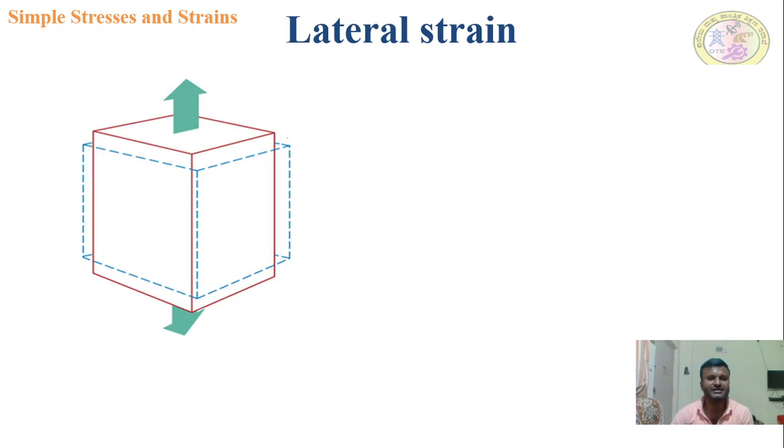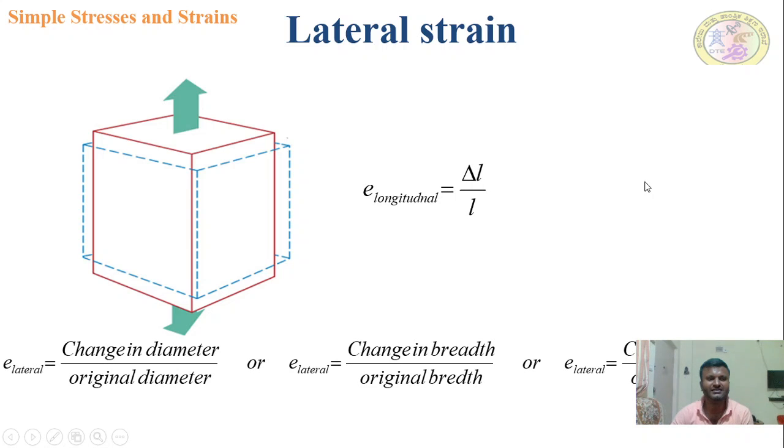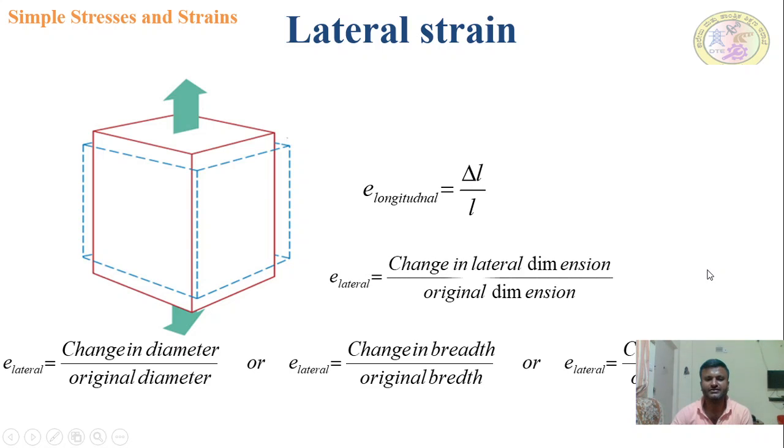Similarly, this is the cubical section we have. E longitudinal is delta L by L. E lateral is equal to change in diameter over original diameter. Again, E lateral is equal to change in breadth divided by original breadth, or E lateral is equal to change in thickness by original thickness.